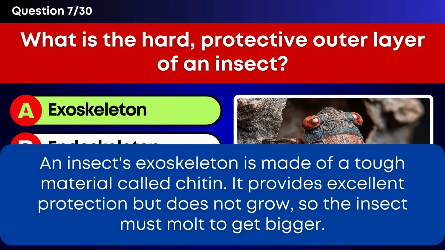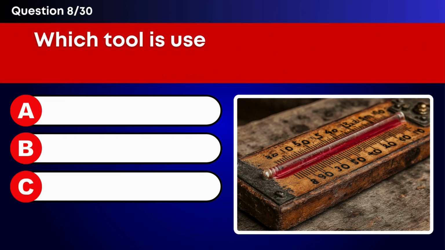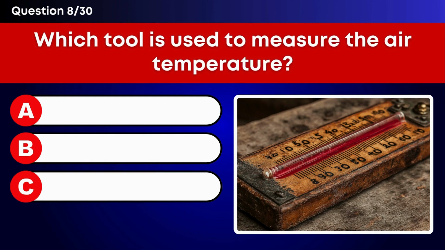Exoskeleton. An insect's exoskeleton is made of a tough material called chitin. It provides excellent protection, but does not grow, so the insect must molt to get bigger. Which tool is used to measure the air temperature?